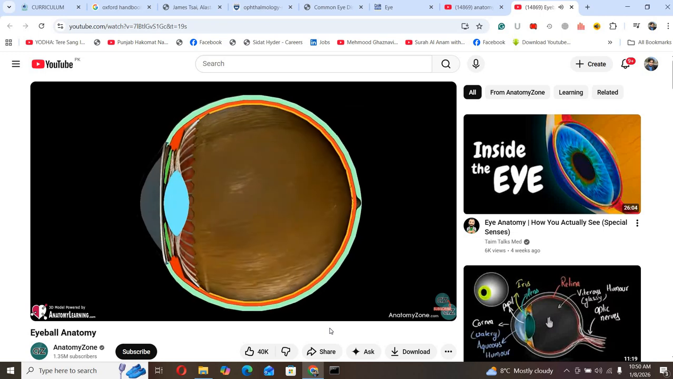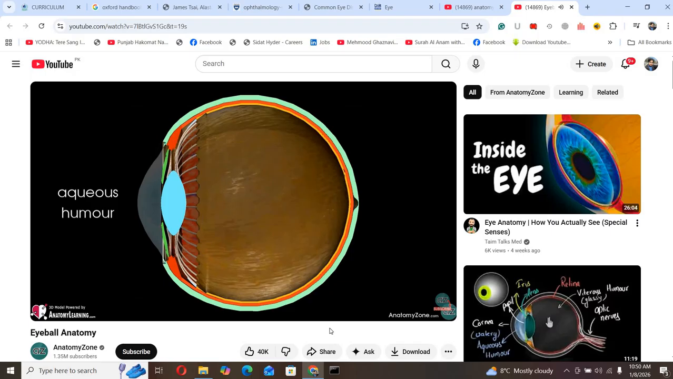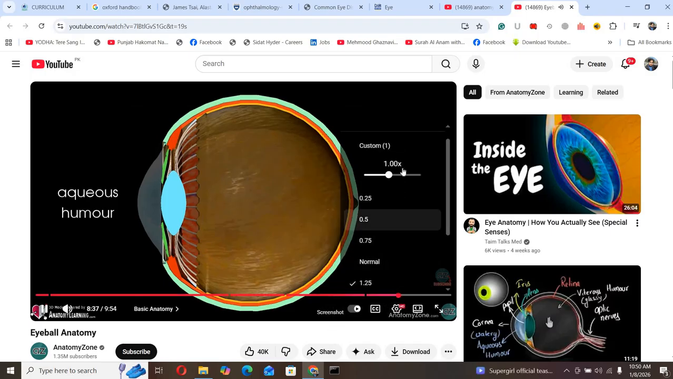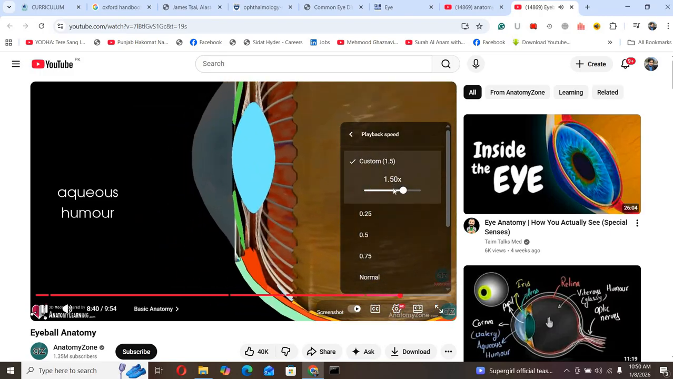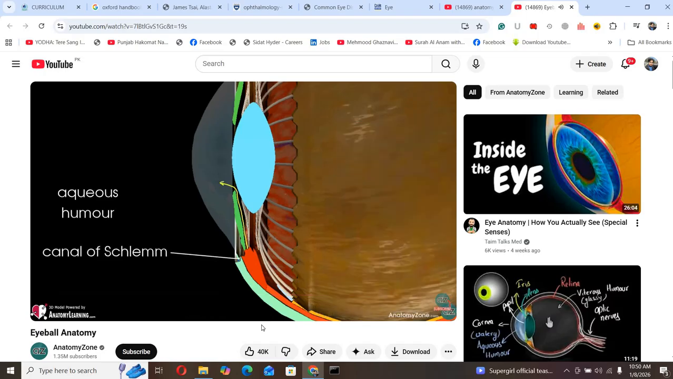The chambers are filled with aqueous humor, which is a clear plasma-like fluid that nourishes and protects the eye. The aqueous humor is secreted first into the posterior chamber and flows into the anterior chamber via the pupil, and is then absorbed into the canal of Schlemm, also known as the scleral venous sinus.